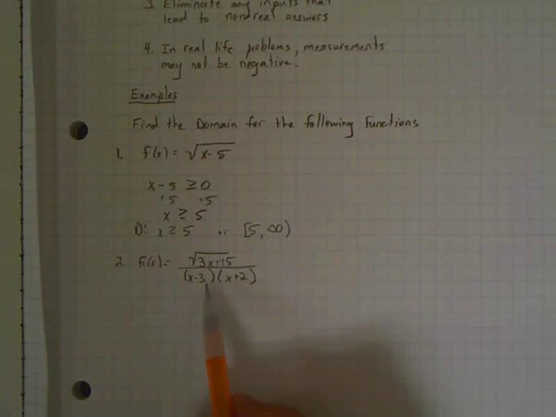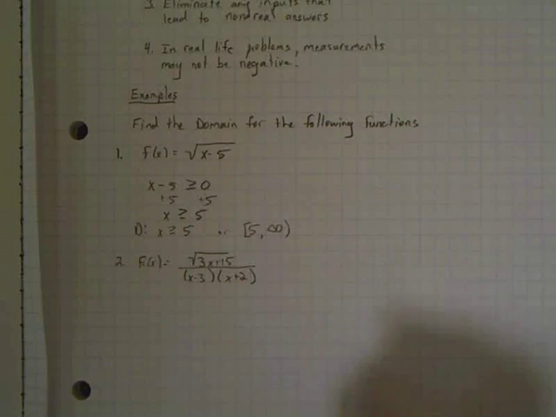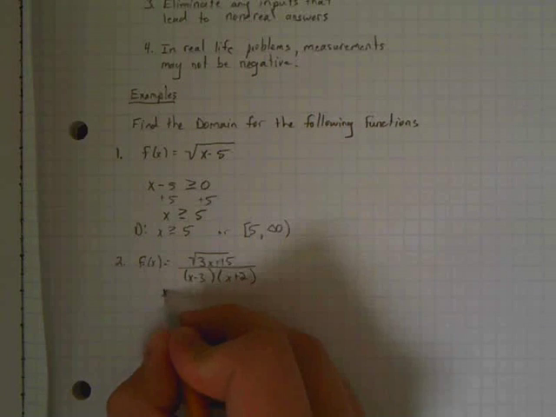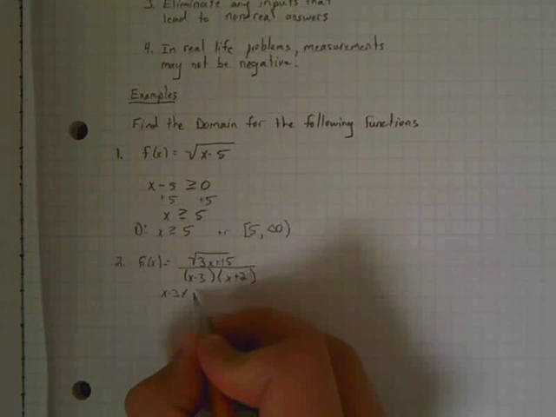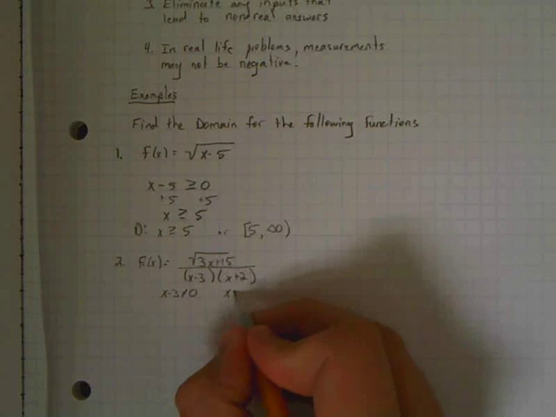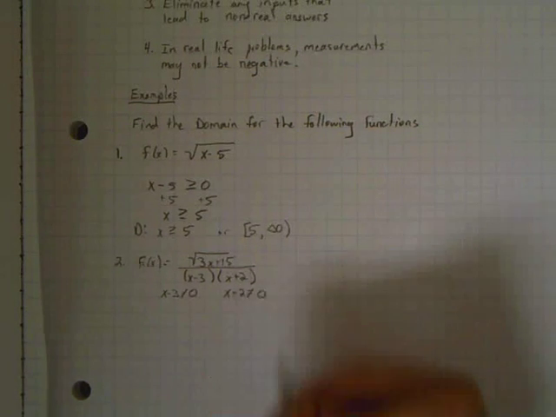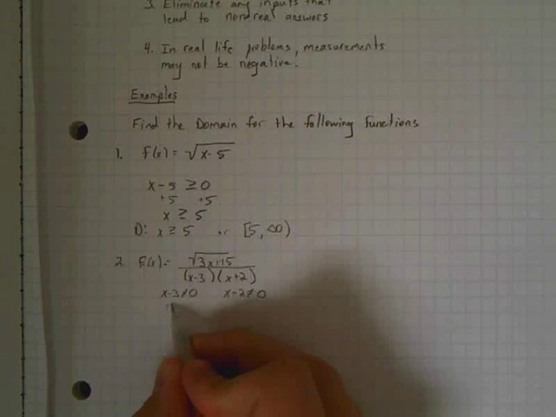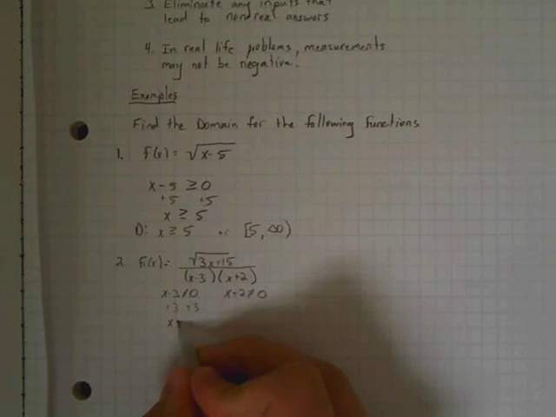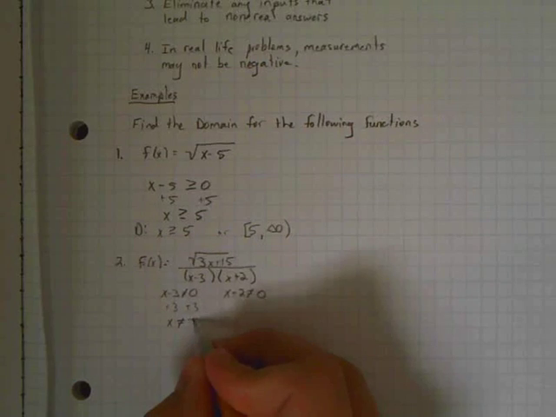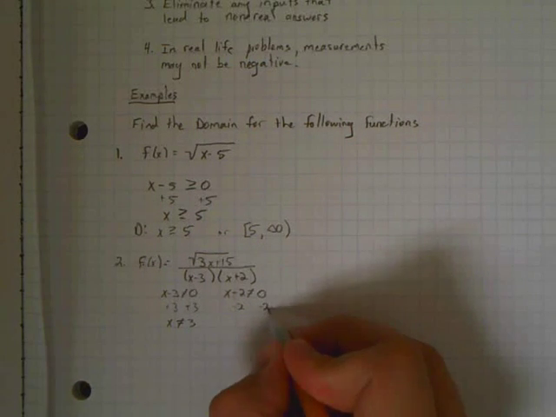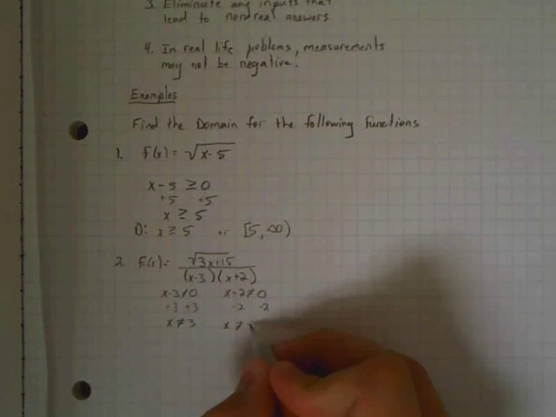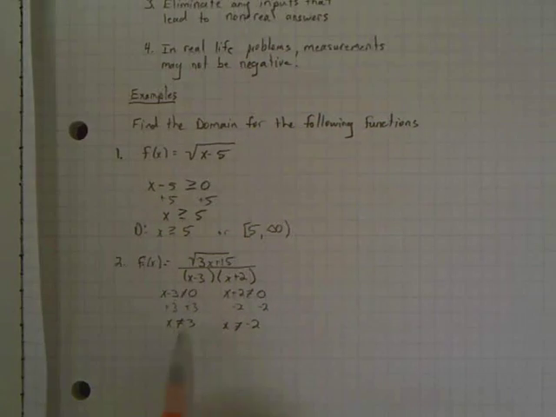In the denominator. And so we have a couple of things in the denominator here. If either of these parentheses are 0, that's going to lead to division by 0. So what we're looking for is we want to make sure that x minus 3 is not 0, and we want to make sure that x plus 2 is not 0, because if either of those are 0, it'll lead to an undefined answer. Solving each of them individually, we get x does not equal 3 and x does not equal negative 2. So those are values that we're going to eliminate from our domain.